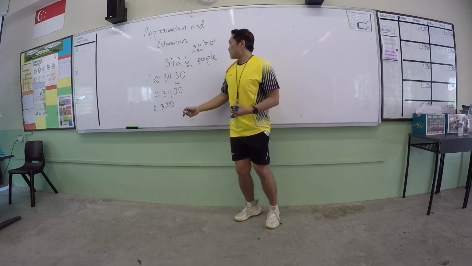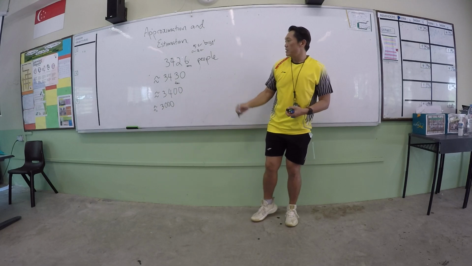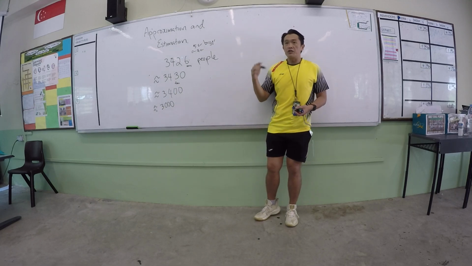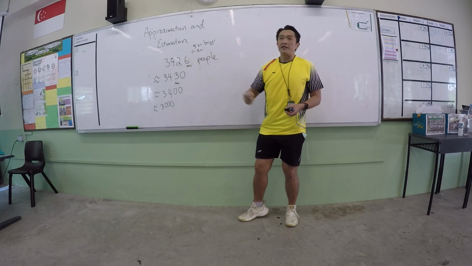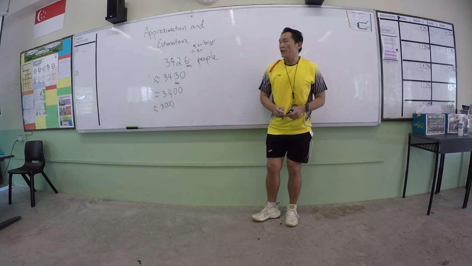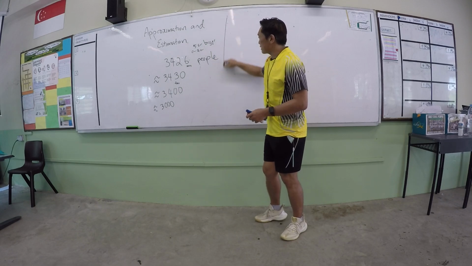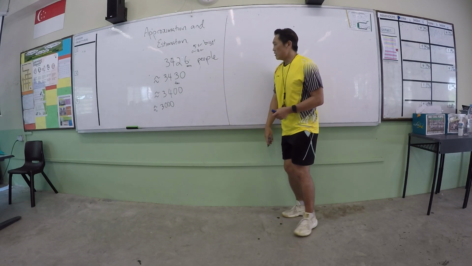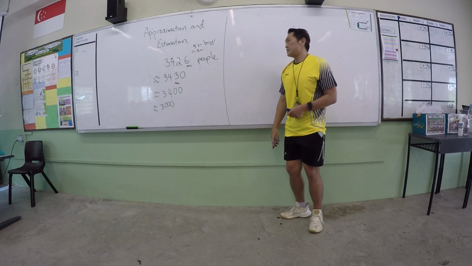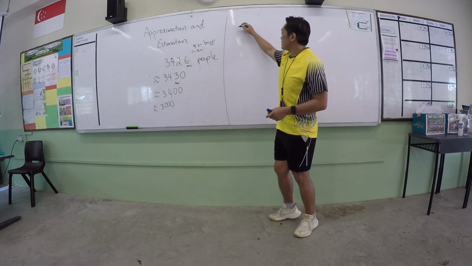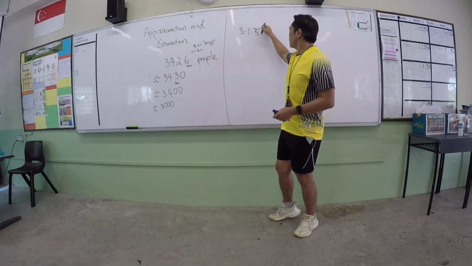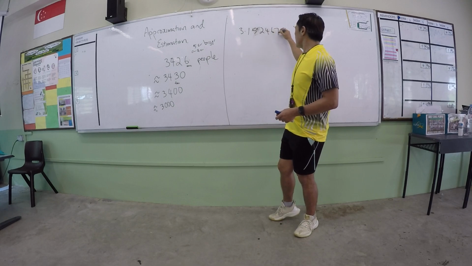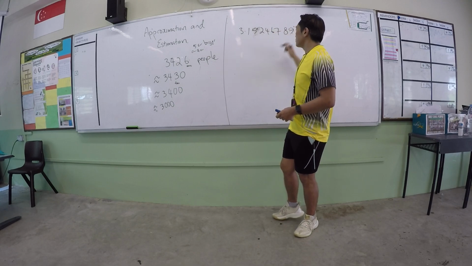Whether we are rounding off to decimal place, significant figure, which you all will be learning, it is always roughly that number. Okay? Then let us look at something that you all have learned before. Rounding off a number to decimal places. Let's say I have 3.15246789.